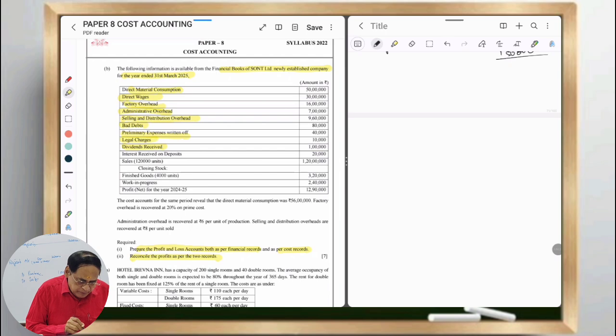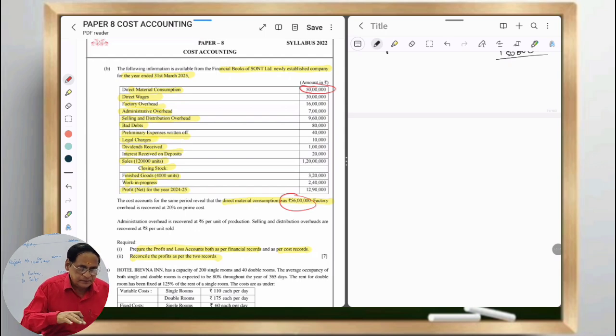First, interest received on deposits, and then sales 1,20,000 units. The closing stock is also given. There are 3 types of closing stock: finished goods, work in progress, and then profit for the year 2024-25. These are the things given in the question. The cost accounts for the same period reveal the direct material consumption. Actually the cost accountant states the direct material consumption is only 56 lakhs, whereas according to the financial reports the direct material consumption is 50 lakhs.